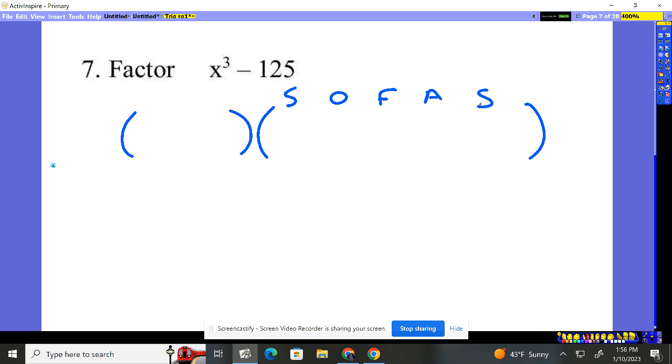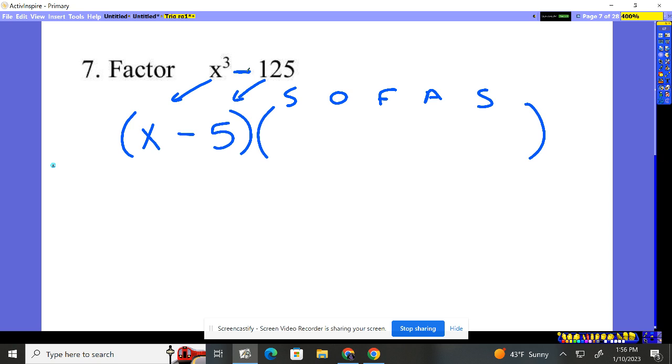So the first thing I need to do is say, hey, what multiplied by itself 3 times gives you x cubed? Easy enough, x. So I'm just taking the cubic root of x cubed, which is x. The cubic root of 125 is a 5, because 5 times 5 times 5 is 125. So this is our binomial. It has a subtraction because that's what's there. So our binomial, pretty easy. Take the cubic root of each piece.